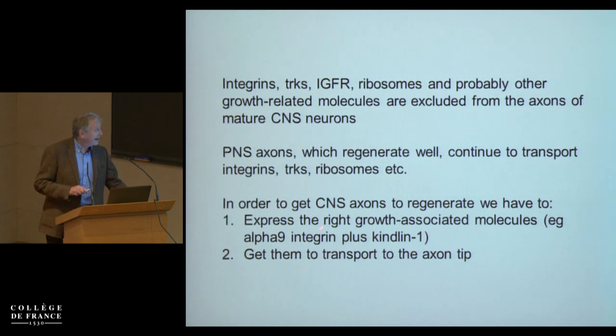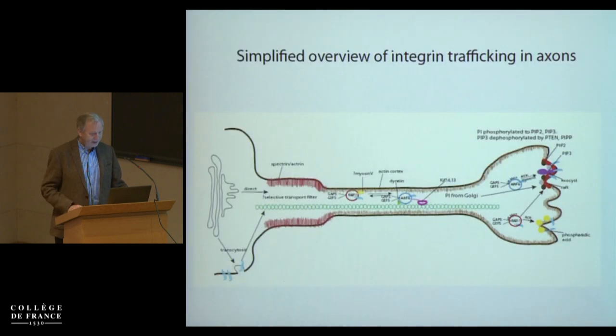So in order to get our CNS axons to regenerate, we've got to do two things. We've got to do what I just showed you earlier, which is to get a good receptor and express it. But then we've got to get the receptor into the axon, and this is the problem we have currently. So in other words, we've got to get our receptor from the cell body here, through all this stuff here, into the growth cone, where it can recycle and cause axons to grow. So I want to talk now a bit about this process of getting our integrin, or our trk, or whatever, from this point here to this point here.